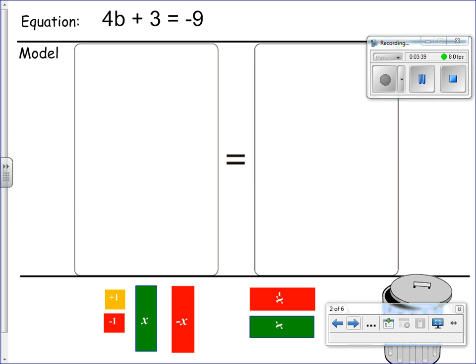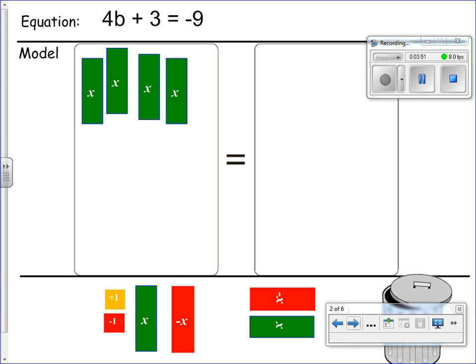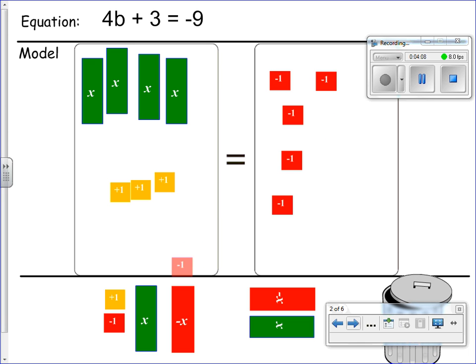I have 4b plus 3 equals -9. So 4b's or 4x's plus 3, 1, 2, 3 equals -9. Take your time to draw this. Don't just sit here and watch. You should be writing all this down. 1, 2, 3, 4, 5, 6, 7, 8, 9.